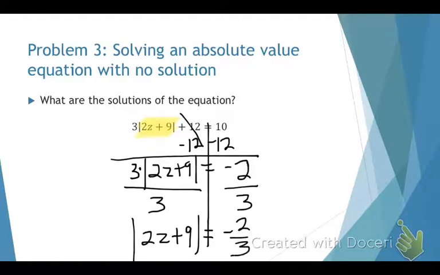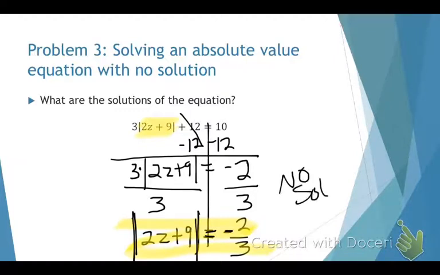Now, you'll notice here that I have the absolute value of 2z plus 9 is equal to negative 2/3. At this point in my problem, I should be pausing and realizing that I have absolute value is equal to a negative number on the right-hand side here. And that is why this is no solution. When you have absolute value, remember the meaning of it is the distance from 0. So when I have the absolute value here, my absolute value answer cannot be a negative number because it cannot be a negative distance from 0 on a number line. Okay?